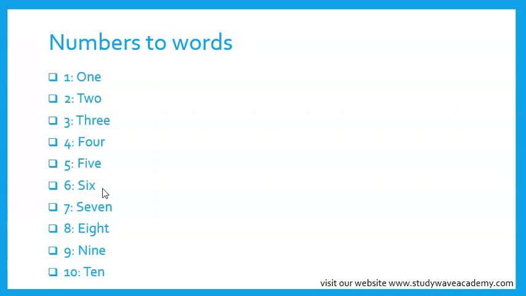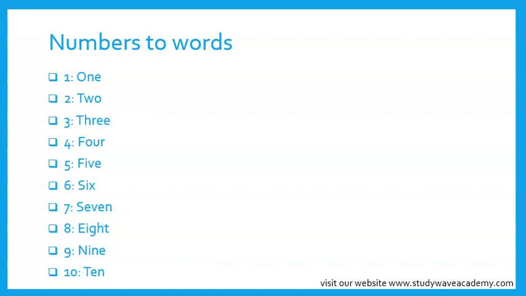S-I-X, 6. 7 is spelled S-E-V-E-N, 7. 8 is spelled E-I-G-H-T, 8. And 9 is spelled N-I-N-E, 9. And lastly, 10 is spelled T-E-N, 10. Okay? Now we can spell from number 1 to 10, right? I'm sure you're going to be able to spell from 1 to 10.